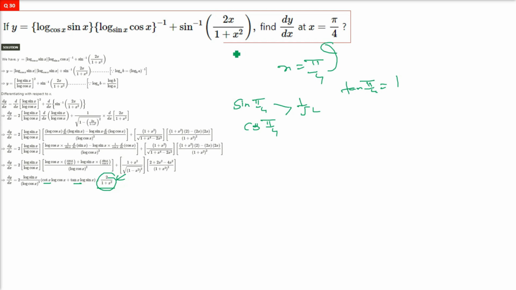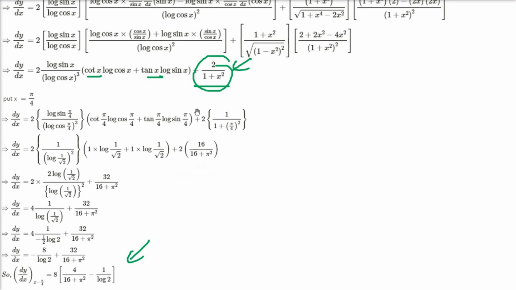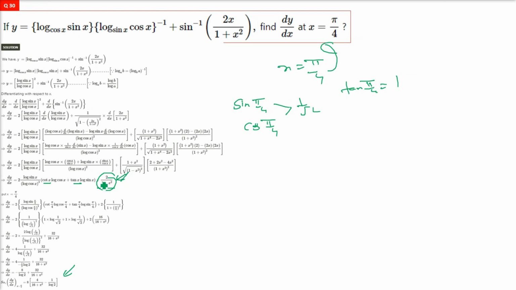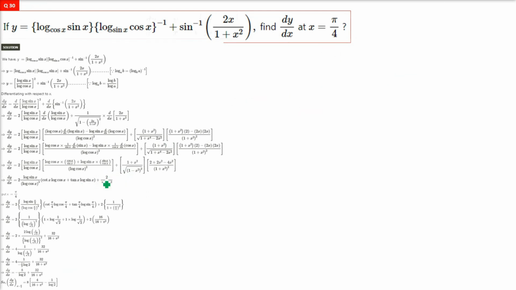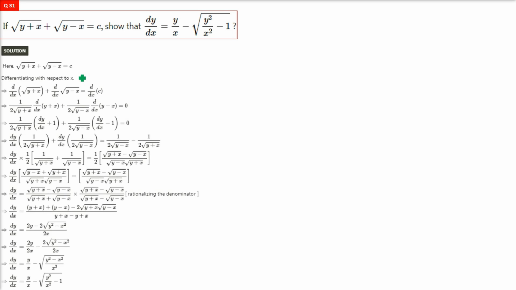Okay. So this I hope you will be able to solve after this. This is your final. Just for your reference I have given. You can just match your result with this after you put x as pi by 4. Next one is this one. Under root y plus x plus under root y minus x is equal to c, constant. Show that this dy by dx is y by x minus under root y square by x square minus 1.